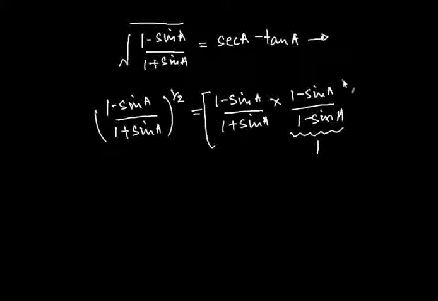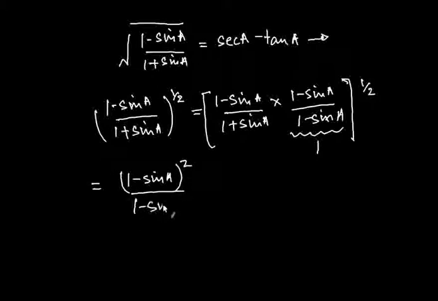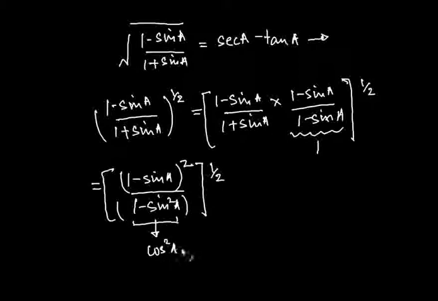So I'm really not changing the value of the expression, but I'm just changing how it looks. So this whole raised to the power half, right? So square root of this. So I can always do this. And so what does this mean? So this becomes equal to 1 minus sine A whole square divided by 1 minus sine square A, this whole raised to the power half, right? And what's 1 minus sine square A? Well, 1 minus sine square A is just equal to cos square A.